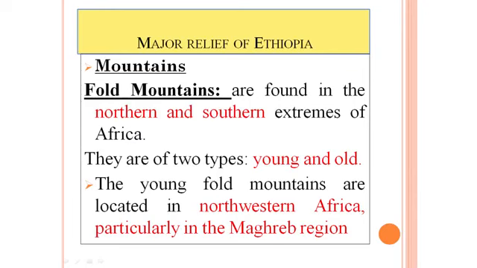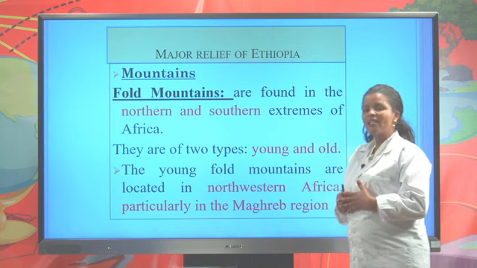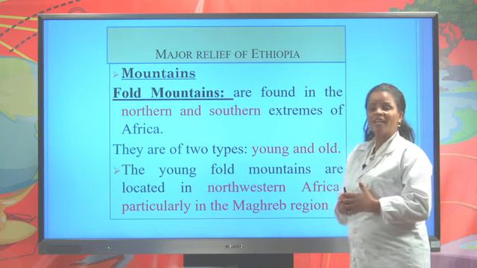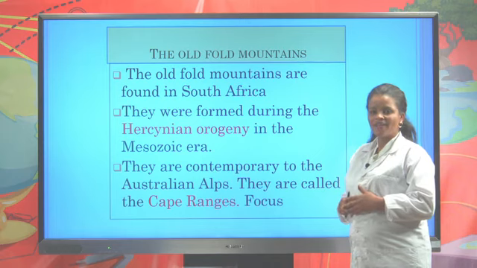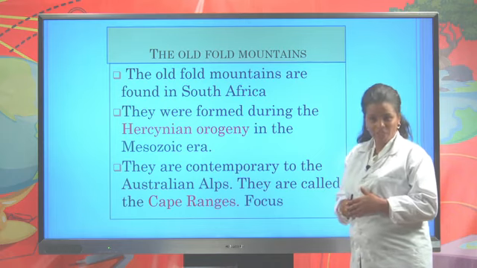The young fold mountains are located in northwestern Africa, particularly in the Maghreb region. And the old fold mountains are found in southern Africa. They were formed during the Hercynian orogeny in the Mesozoic era. They are contemporary to the Australian Alps. They are called the Cape Ranges. The young fold mountain is known as the Atlas orogeny, and the old fold mountain we call the Cape Range.